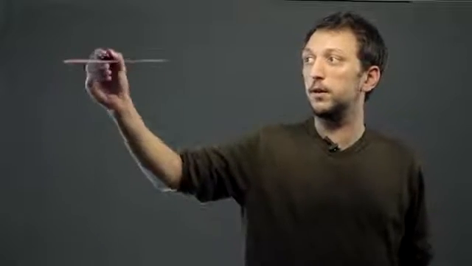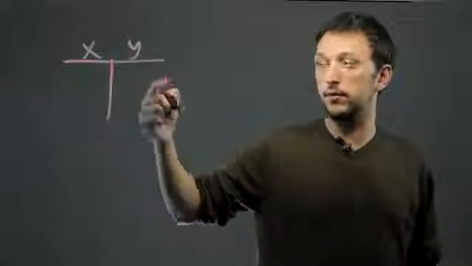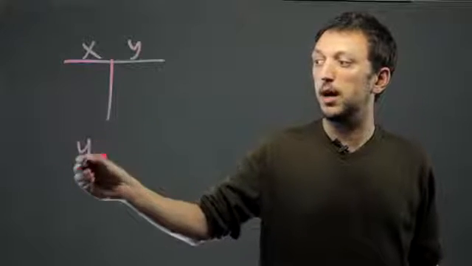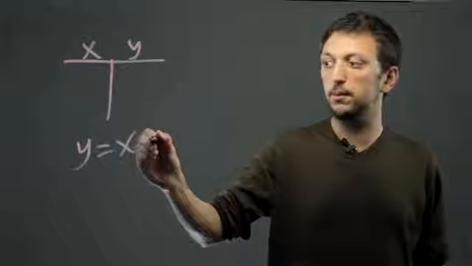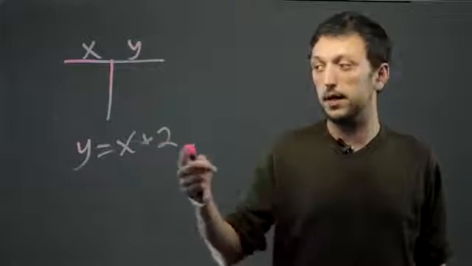Now, a t-chart is a very useful way to find values in an equation. So, for example, if we have x and y, we can find all our x and y values based on an equation. For example, let's say y equals x plus 2. Something very simple, but you can build on this as much as you want, and the same thing holds true.